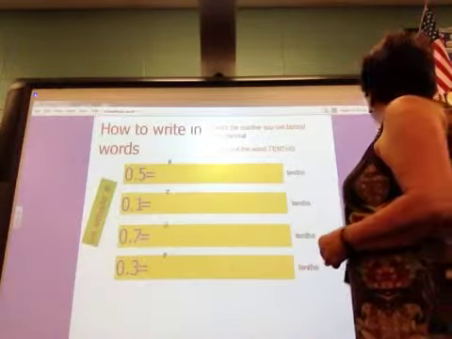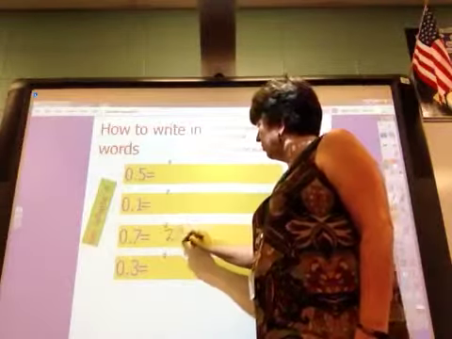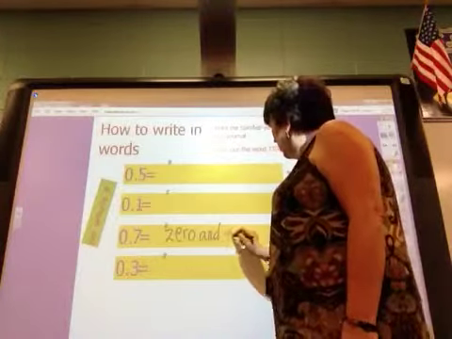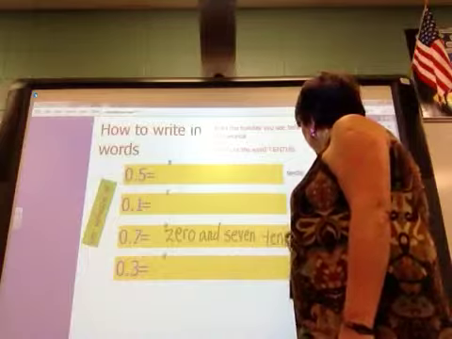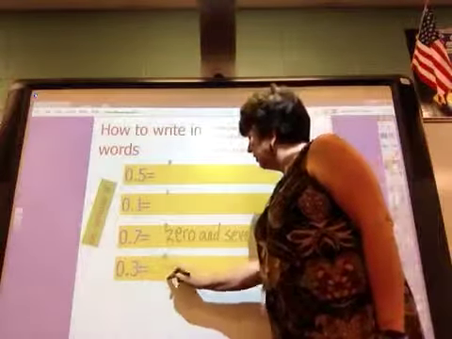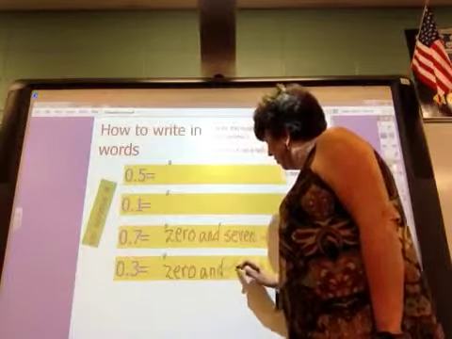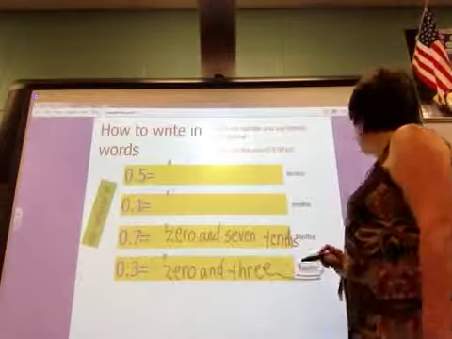So when we were doing these, I hope that you came up with, this would be 0 and 7 tenths. Okay, tenths is already written for you, so this would be 0 and 3 tenths.